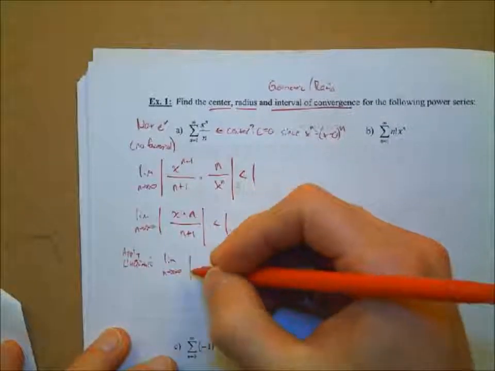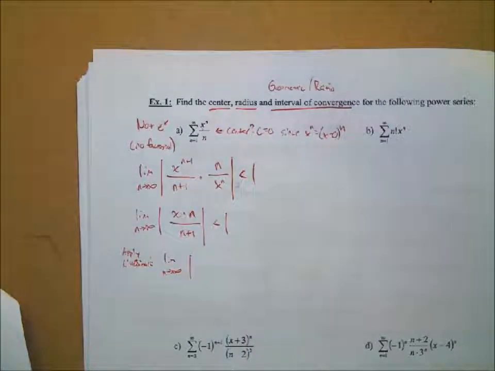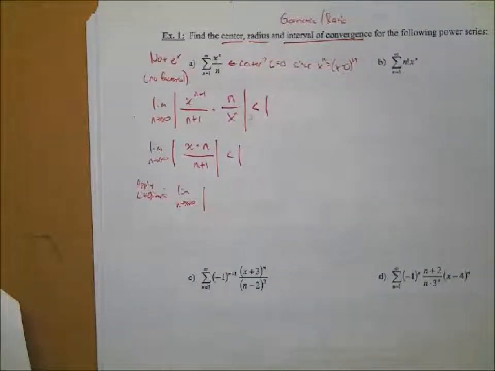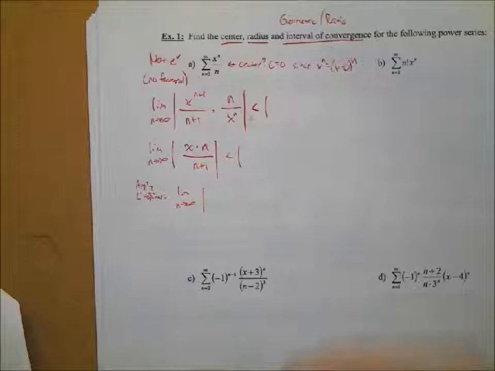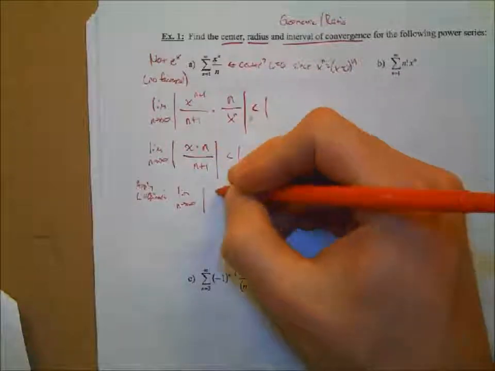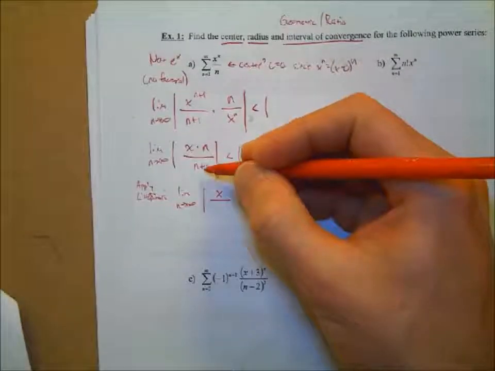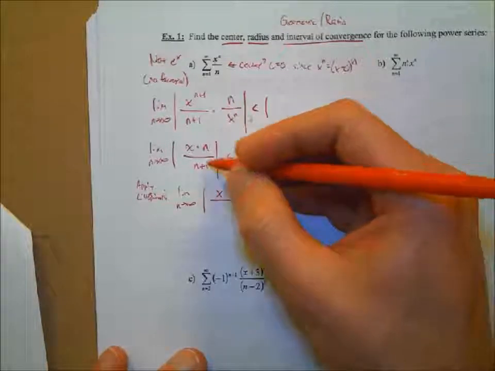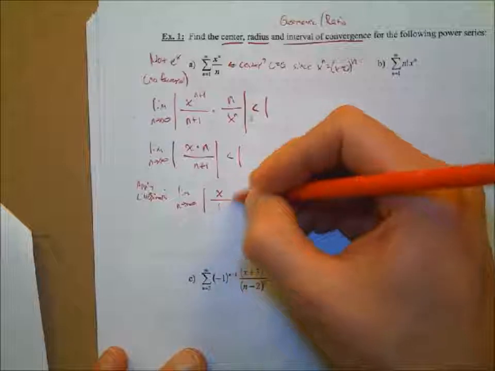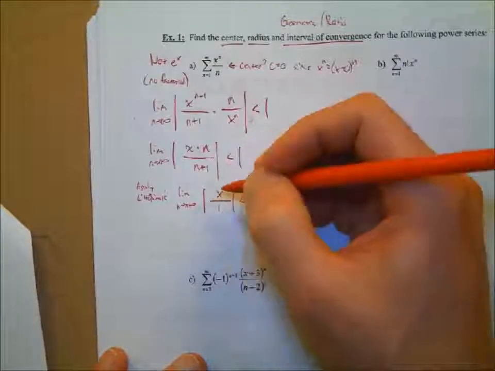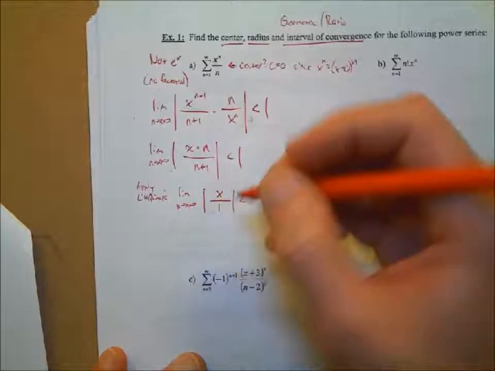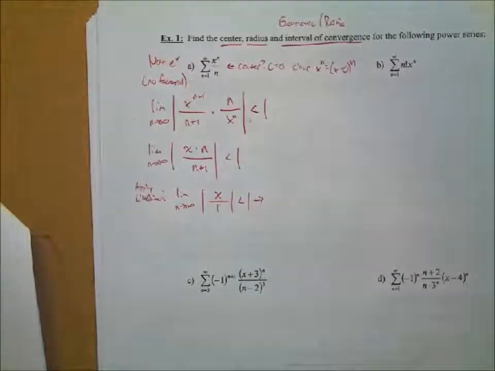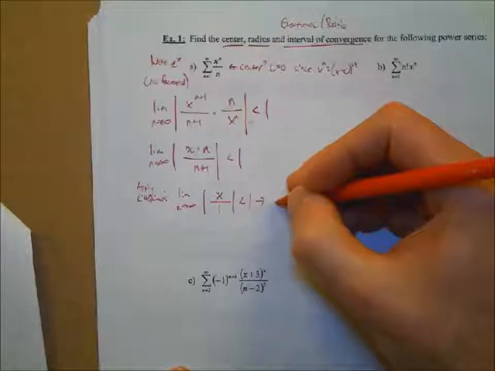With an application of L'Hopital's, we're going to take the derivative with respect to what variable? It's n. So the derivative of n is just going to be 1. We'll have x over, and the derivative of n plus 1 will also just be 1. So it's really just x. The n's kind of disappear. In other words, we get just the absolute value of x is less than 1.